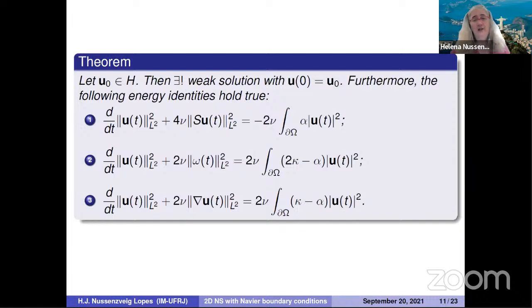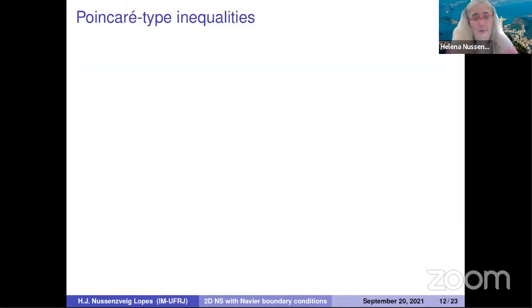Okay. So as a result of these three energy equalities or energy identities, what we'll see then is that the exponential decay of U comes down to Poincare inequalities for each of these terms here. So if I can estimate the L2 norm squared of U by the L2 norm squared of SU, or by that of omega, or by that of the gradient of U, then assuming sign conditions on these coefficients, alpha, 2 kappa minus alpha, and kappa minus alpha, I'm done, at least for the decay of the L2 norm squared of U. So let's discuss Poincare type inequalities.